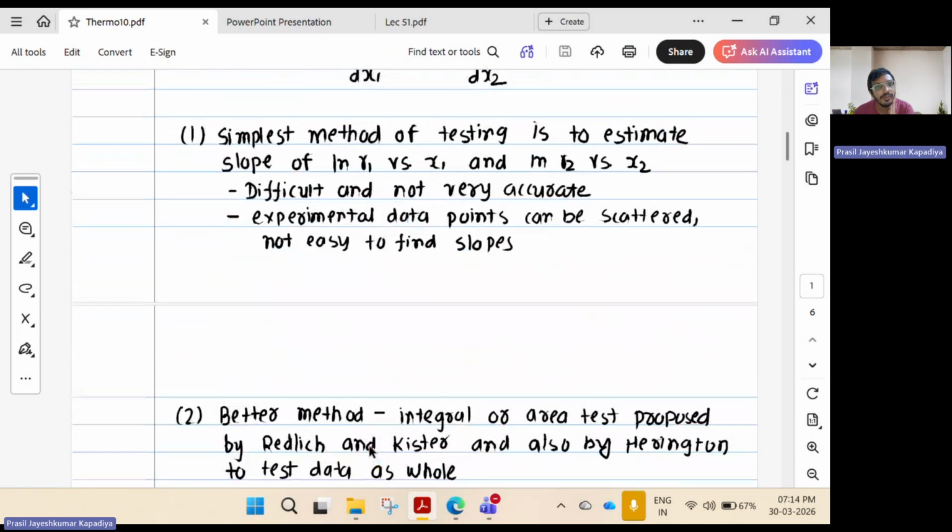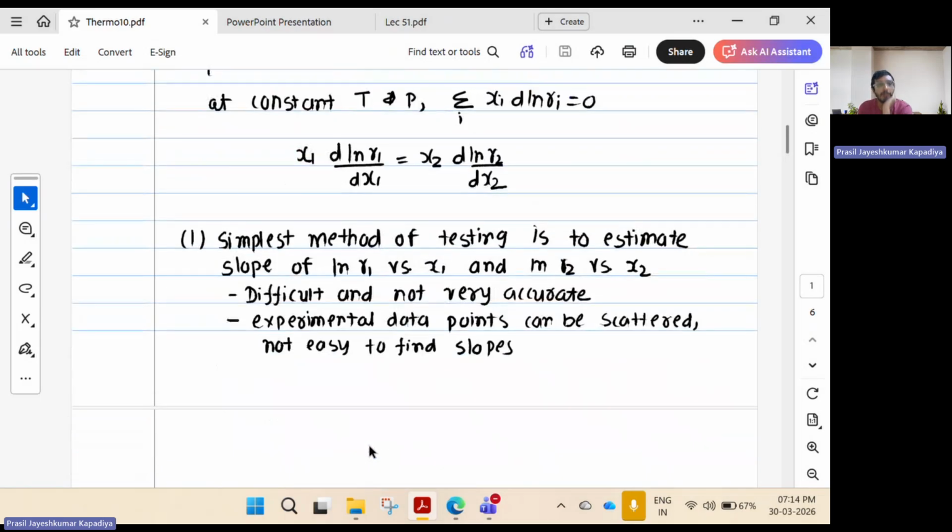Then we have used this slope method: x1 d ln gamma 1 by dx1 is equal to minus x2 d ln gamma 2 by dx1. So the slope should be opposite. Correct, the slope should be opposite, and if ln gamma 1 exhibits a maximum at one concentration, it should exhibit a minimum at the same concentration. That is a very important point.